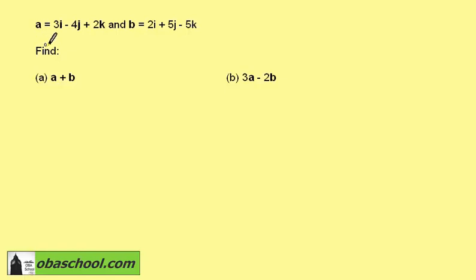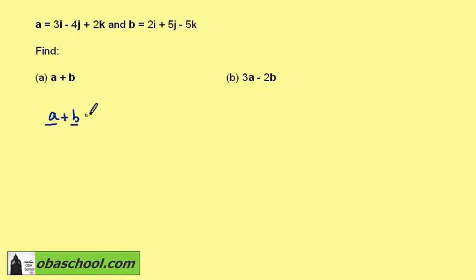We're given that A is the vector 3i minus 4j plus 2k, and that B is the vector 2i plus 5j minus 5k. We want to find, firstly, A plus B.